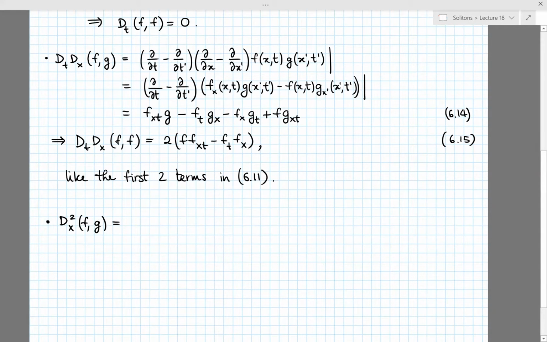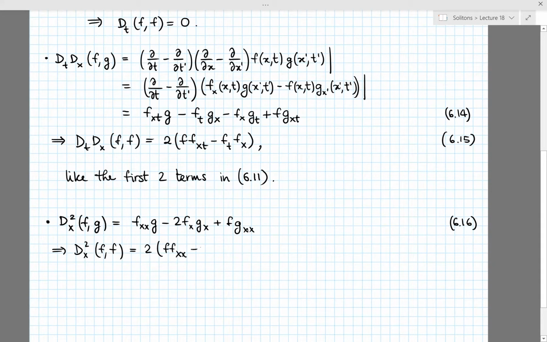And so we find that D_x squared acting on f comma g is equal to f_xx minus 2 f_x g_x plus f g_xx. This is equation 6.16. So when we take g to be equal to f, we get 2 times f f_xx minus f_x squared.